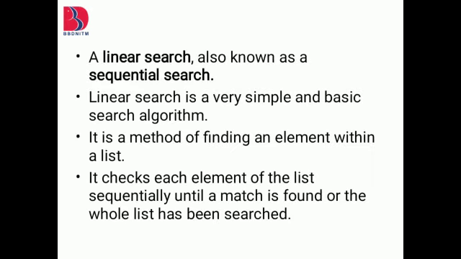Linear search is also known as sequential search. Linear search is a very simple and basic search algorithm. It is a method of finding an element within a list. That means a list would be given and you have to find the element which has been asked. So there will be only two outputs: either the item will be found or the item will not be found from the given list.